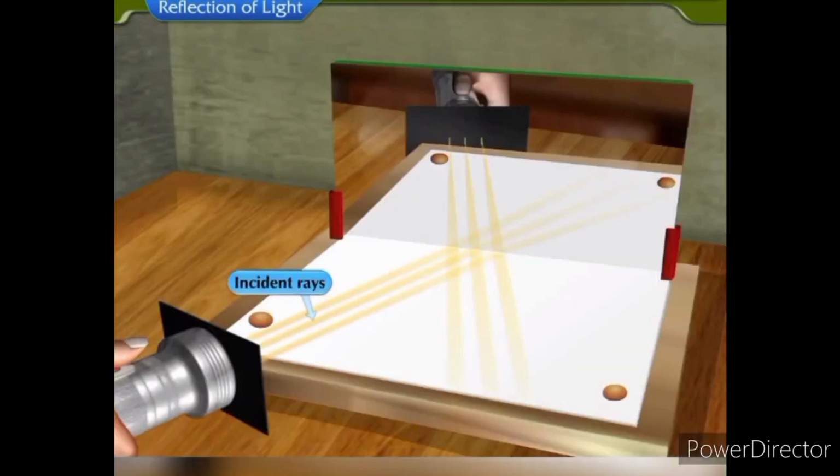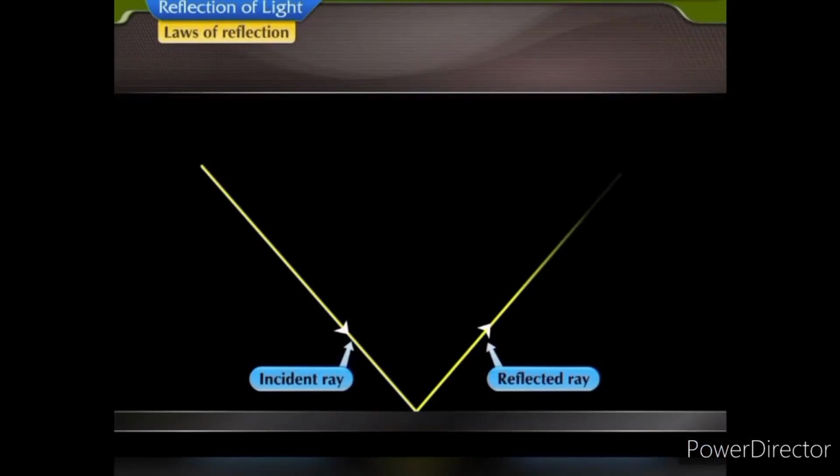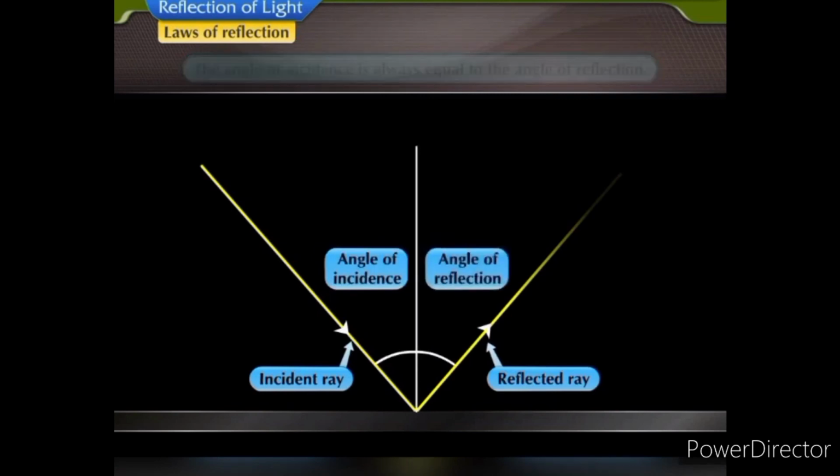When the rays of light fall on a polished surface such as a mirror, they are reflected. The reflection of light follows certain laws known as laws of reflection. The laws of reflection are: the angle of incidence is always equal to the angle of reflection. That is, angle I is equal to angle R.